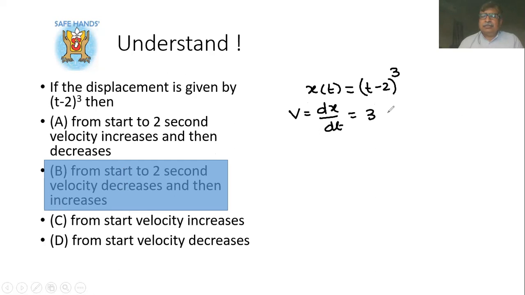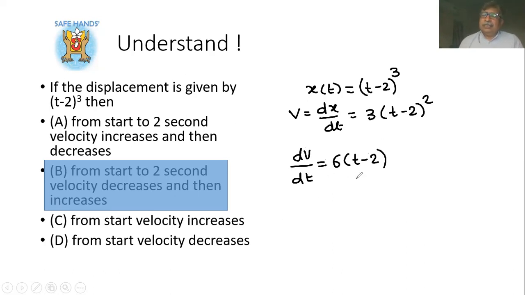This is nothing but 3 times (t minus 2) whole square. But my friends, don't forget that if I want to find the nature of velocity, I will have to find out dv by dt. V is not sufficient for me. So the value of dv by dt will turn out as 6 times (t minus 2).